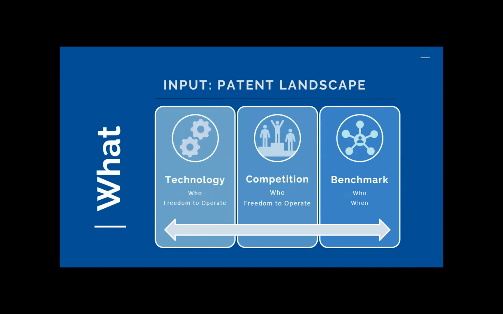You could have technology landscapes, looking at a particular technology, who owns what. You could have a particular competitive landscape: here are certain competitors, what do they own? And one interesting one is benchmarking landscapes that we do for certain clients, where we just want to see what other people in our industry are doing. We don't compete with them, but we want to gather some information about their patenting activities, so we can judge how we're performing.